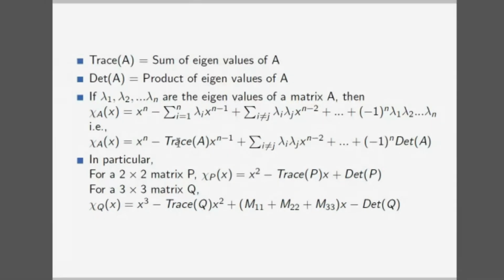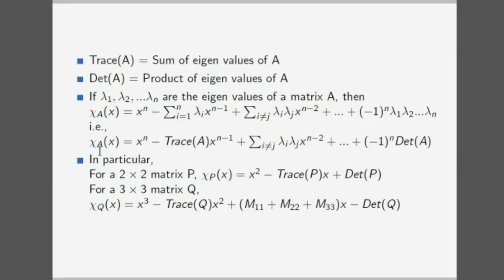Right. So from this, we can reproduce the result as chi A of x equals x raised to n minus trace of A times x raised to n minus 1, and so on. The sum of eigenvalues of A is the trace of A, so we replace that summation of lambda i by trace of A, and the rest of the terms remain. And for the last one, the product of eigenvalues, I replace it by the determinant of A.